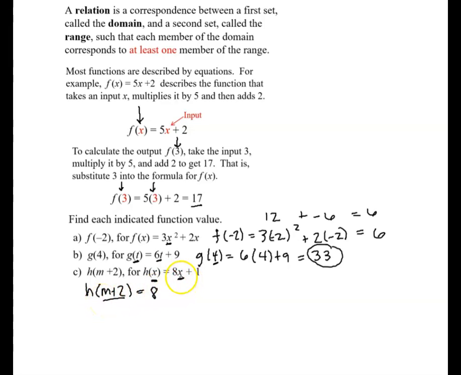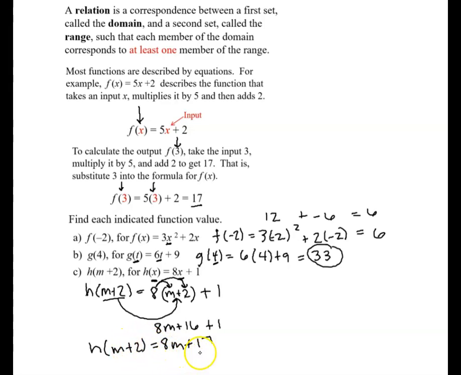So I'm going to say 8. I see an x, and m plus 2 is supposed to go there. So if we reduce that, we're going to use the distributive property, 8m plus 16 plus 1, which is going to end up being 8m plus 17. Okay, so h sub m plus 2 ends up being 8m plus 17. We just took m plus 2, plugged it in for x, and then simplified it.